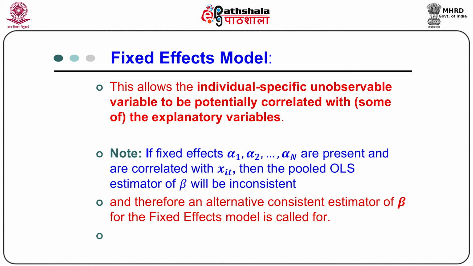Now, consider the fixed effect model. This allows the individual specific unobservable variable to be potentially correlated with some of the explanatory variables. Note, if fixed effects alpha 1, alpha 2, ..., alpha n are present and correlated with xit, then the pooled OLS estimator of beta will be inconsistent, and therefore, an alternative consistent estimator of beta for the fixed effect model is called for.